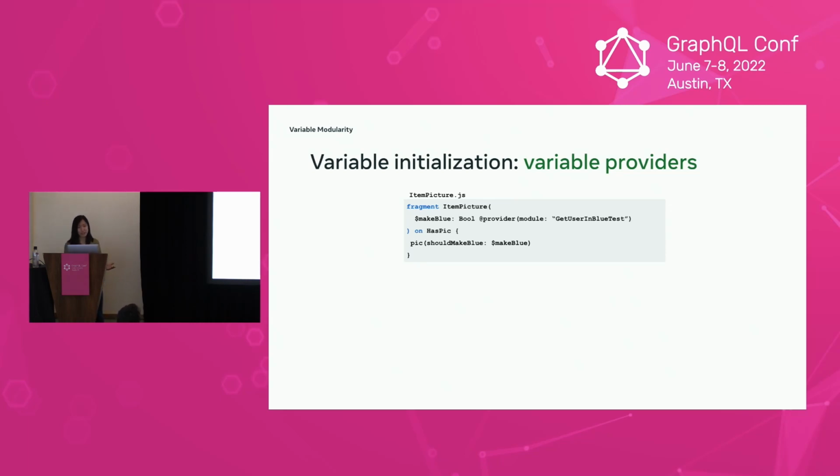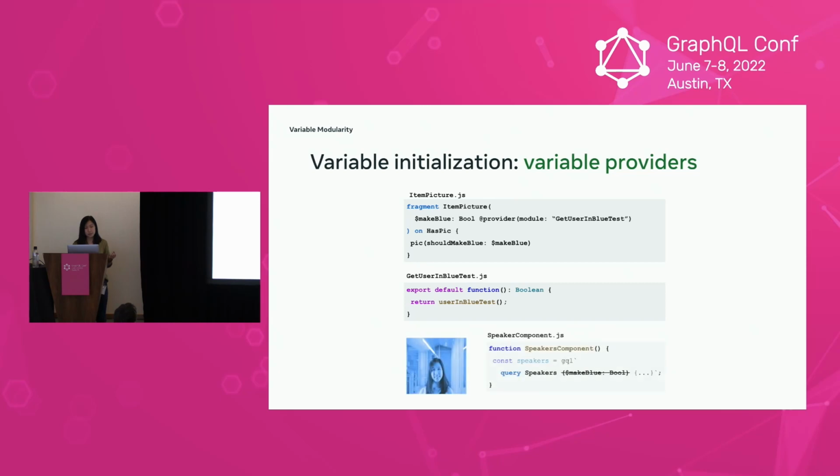So variable providers is an annotation on the fragment definition and a separate file that defines a function returning a runtime constant of what this value should be. So any operation that uses this fragment does not need to know about the presence of make blue or what its business logic should be. So now we see that speaker component doesn't even need to define the make blue variable, much less set its value.